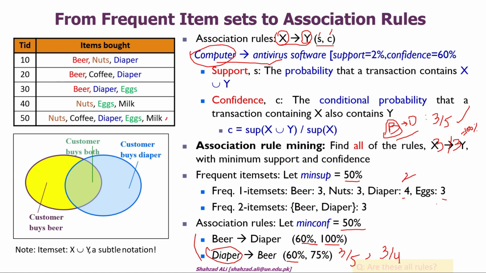So the question is, are these all the rules? Because this is only a frequent 2 item set, these 2 are the only association rules that can be generated from this transaction data. Similarly, you can work on this data set, or I will give you an example as an assignment in upcoming lectures, so you can work on it to get familiar with these concepts: how we can mine frequent item sets, and how we can generate association rules from frequent item sets.